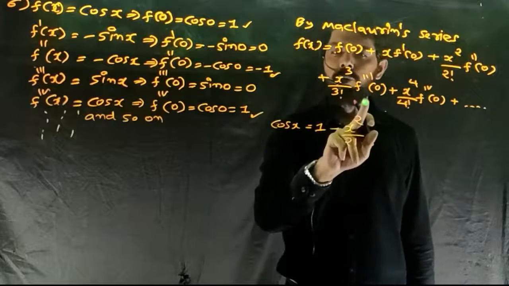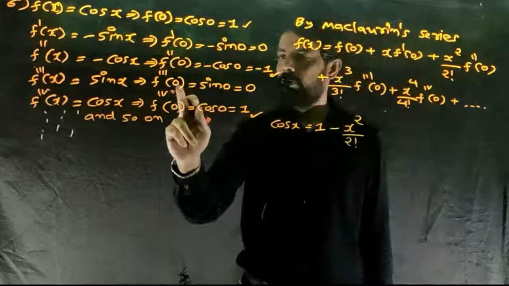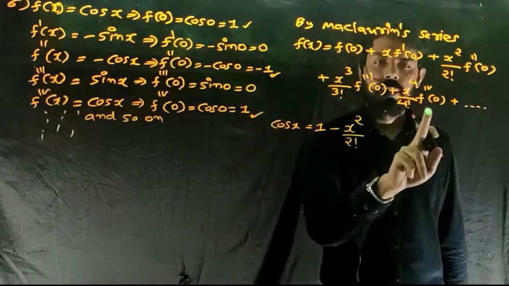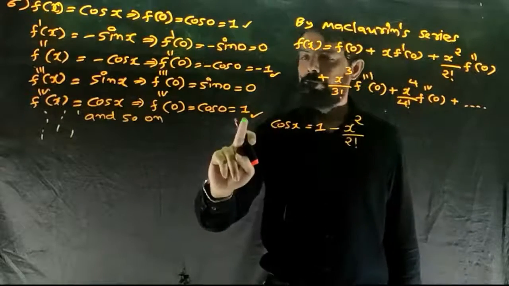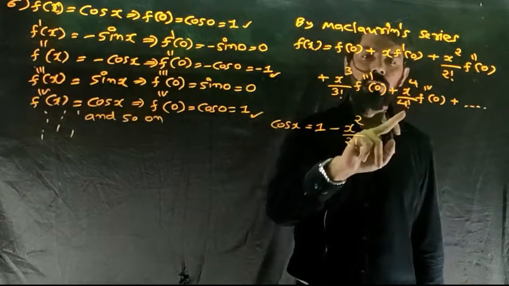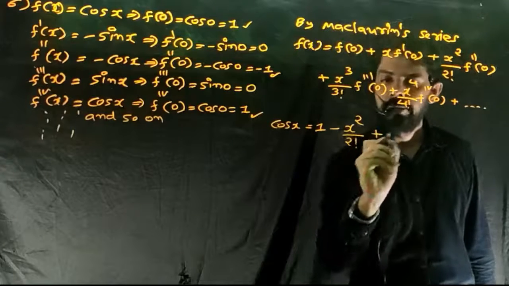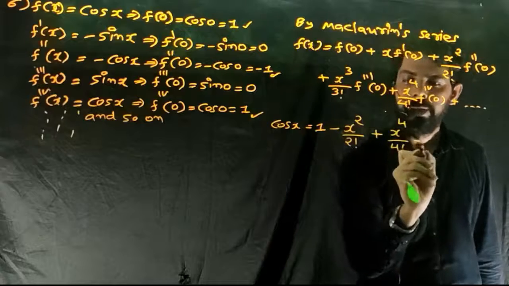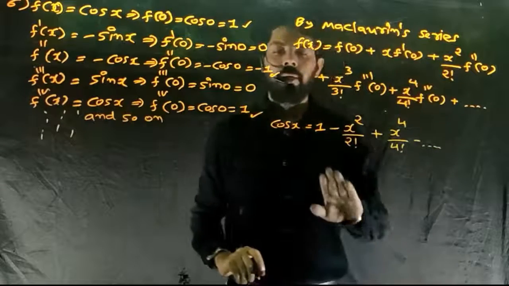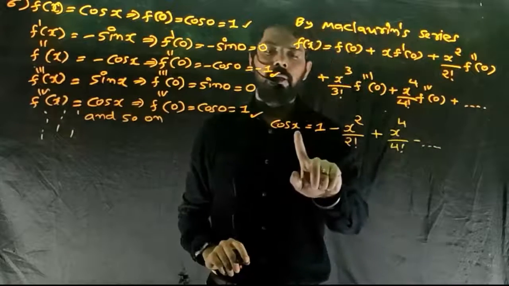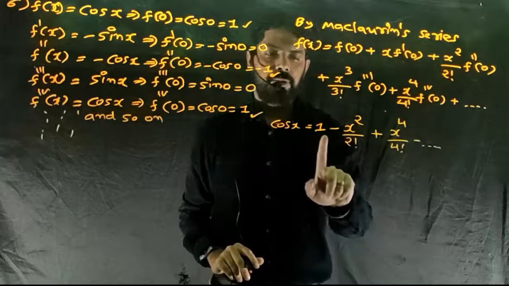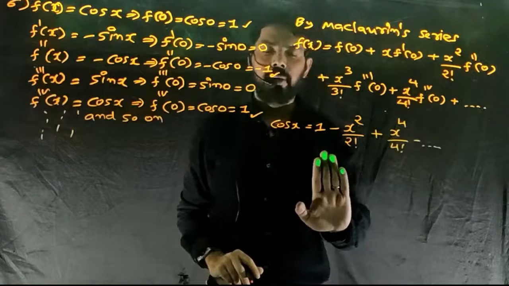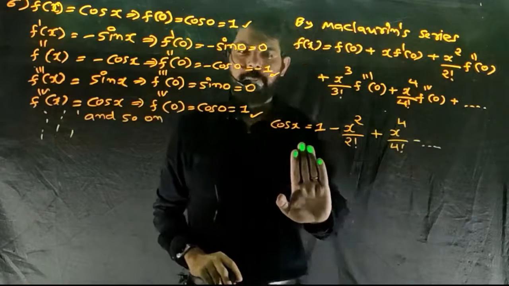Then next, the value of f triple dash 0 is 0, so no need to write it down. Then last is the value of f4 0, which is 1. So x raised to 4 by 4 factorial into 1, so it will be plus x raised to 4 by 4 factorial minus and so on. You can see that in the Maclaurin series for cos x there are even powers of x. So we have to remember this Maclaurin series.